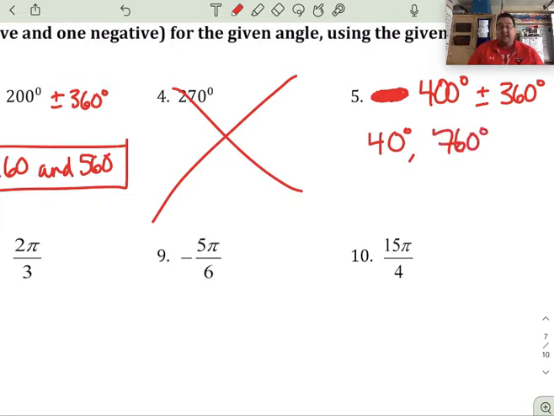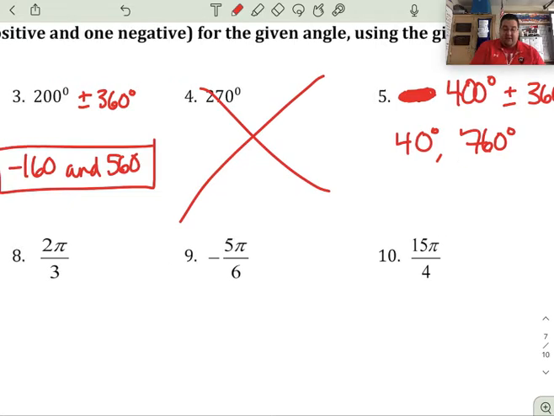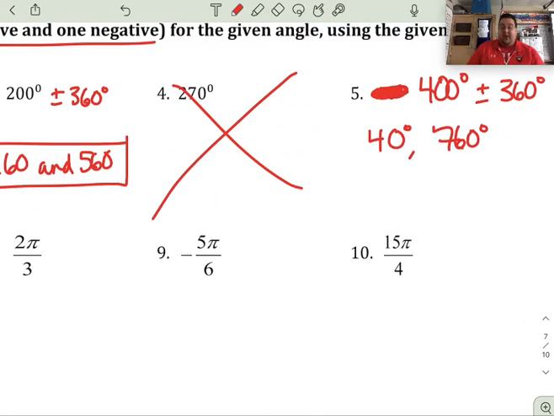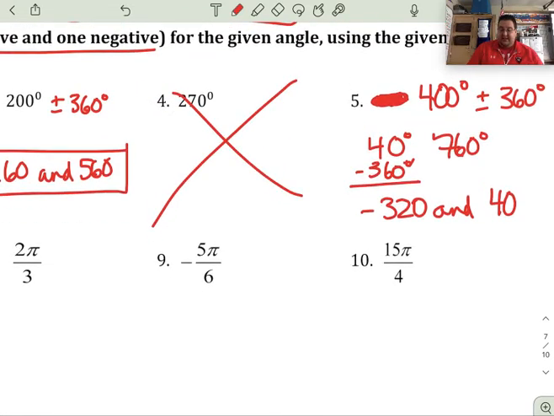Neither one of those are negative, and the directions say that we need to have one that's positive and one that's negative. So what we're actually going to do then to find one that's negative is, since we already subtracted 360 once, let's go ahead and subtract 360 again. So I'm going to take the smaller of the two and subtract 360 again. That's going to give us negative 320. And then I would actually probably use this one. So negative 320 and 40. You could also use negative 320 and 760.